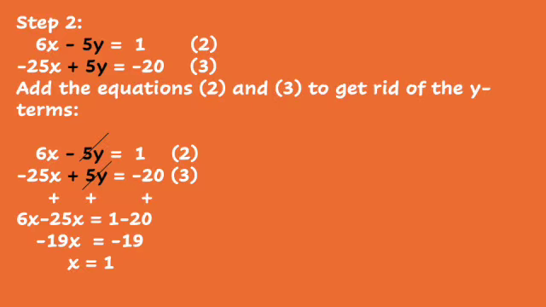When we add equations 2 and 3, you can see here minus 5y and plus 5y get cancelled, and we are left with 6x minus 25x equal to 1 minus 20. Next step, we get minus 19x equal to minus 19. Dividing both sides by minus 19, we get x equal to 1.